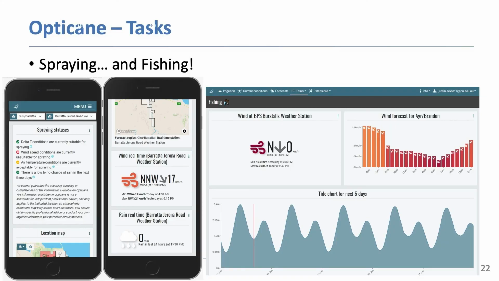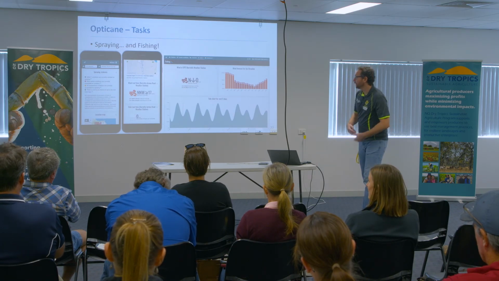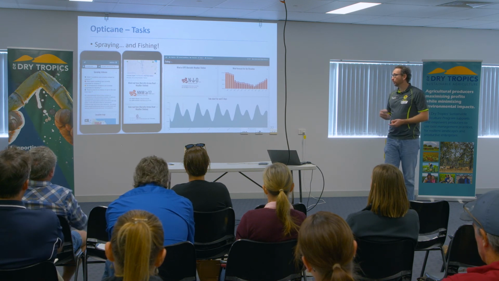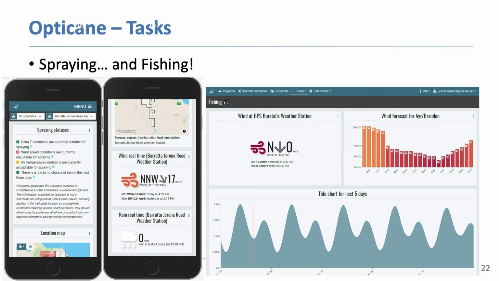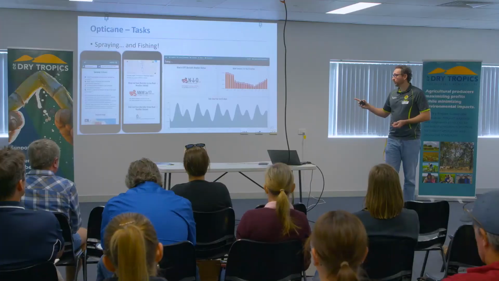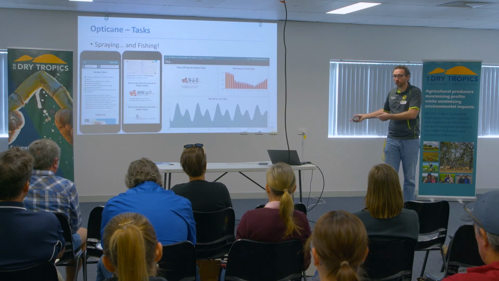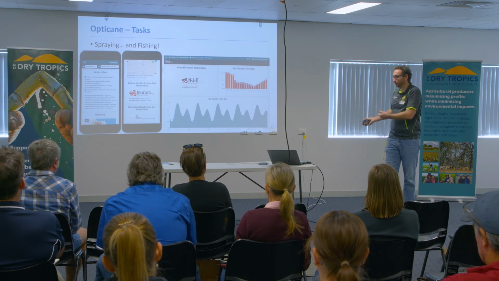So the other big thing about Opticane that came out of talking with people were these tasks. Fishing tasks in particular up here, we've tried to throw on the tides and stuff like that, but more importantly, things like spraying status. So we take into consideration some of the general advice you might need for spraying: your delta T, wind speeds, your temperature, and whether or not it's going to rain over the next 3 days. So if all the conditions are good, but we think it's going to rain in 3 days, maybe hold off spraying because it's all just going to wash off. You don't really want to do that.